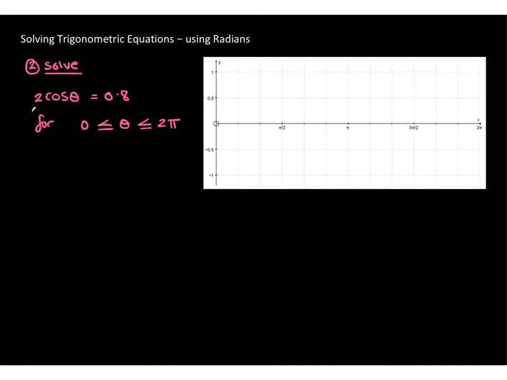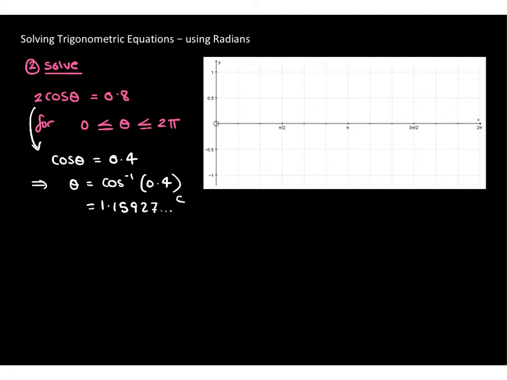Now, this equation needs a little bit of work first of all. Divide both sides by 2. So we have cos theta equals 0.4. And then again, we're going to use the inverse trig function to work out our principal angle. Now, this is not going to give us a neat value for theta, a nice exact multiple of pi. It's going to give us 1.15927... radians. So you can use the c symbol for circular measure, or you can just write rads or radians next to your answer.